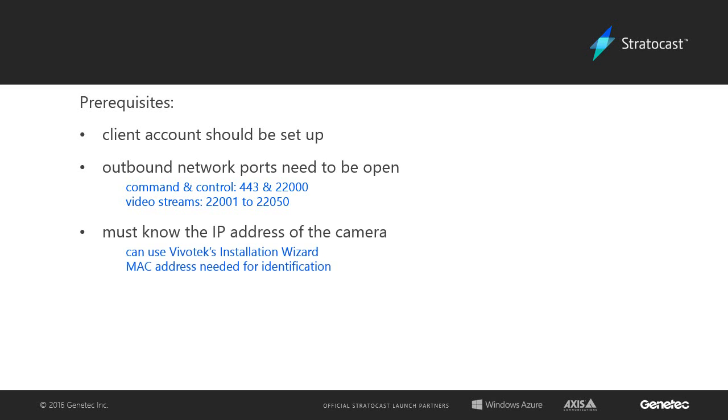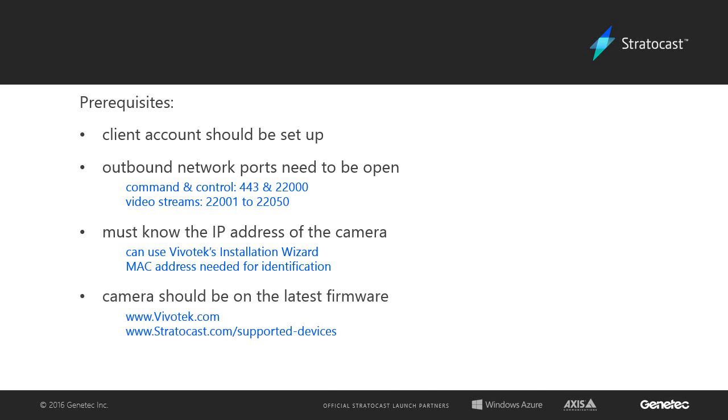The next thing we need is the IP address of the camera on the network so that we can connect to it from a web browser. The Vivotech installation wizard can help you find the IP address of the camera once it has been connected, but you will need the MAC address of the camera, which can be found on a sticker on the unit. The installation wizard can be downloaded from the Vivotech website if needed, and should be run on the same network the camera is connected to.